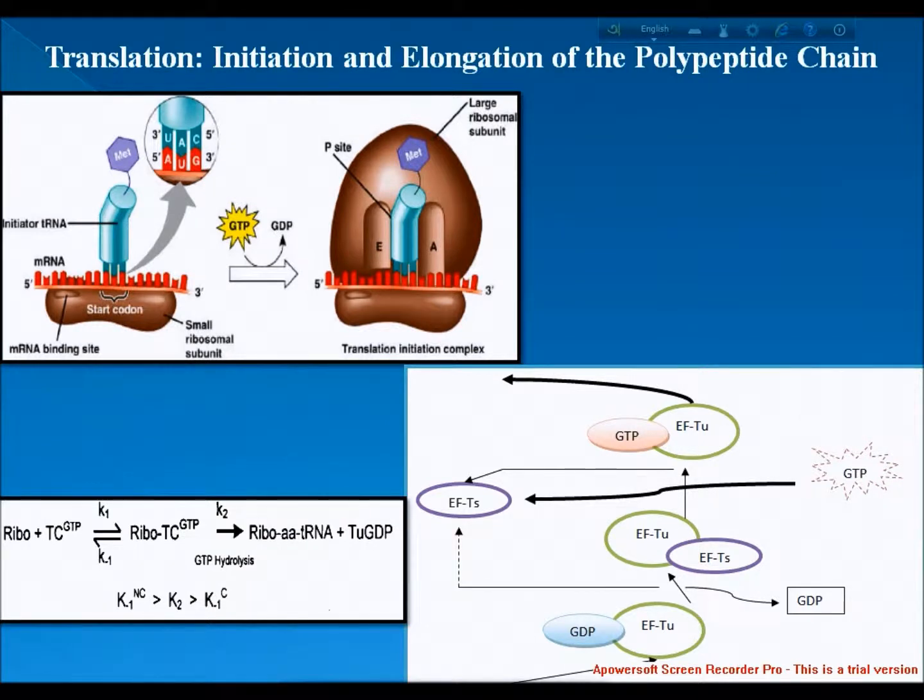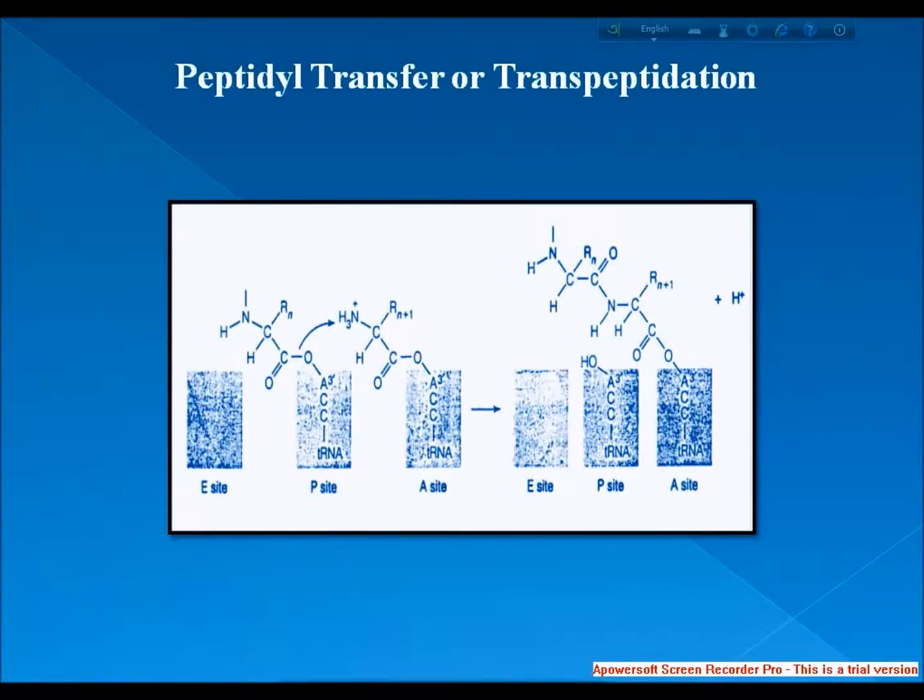Now, how is the amino acid tRNA transferred? Non-initiated amino acid tRNA is placed in the ribosomal A site over the mRNA codon in such a way that a base pairing occurs between the anticodon loop of the tRNA and the mRNA codon.